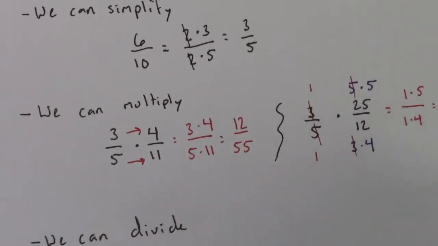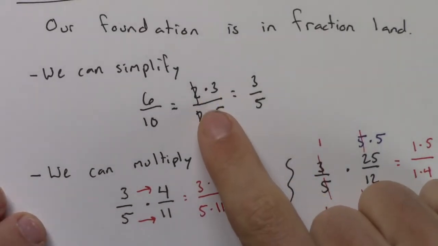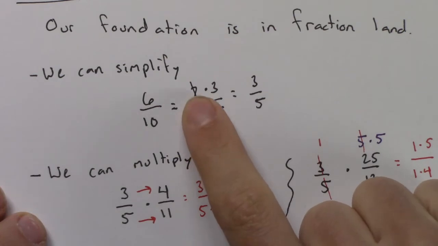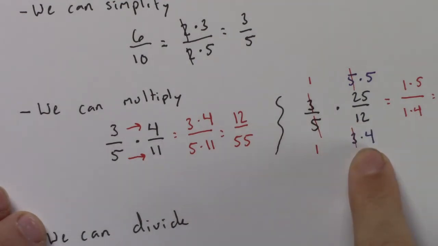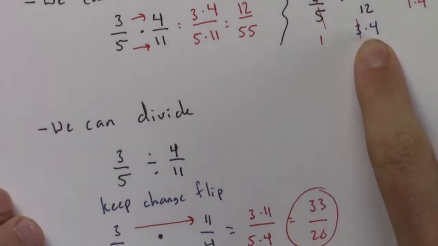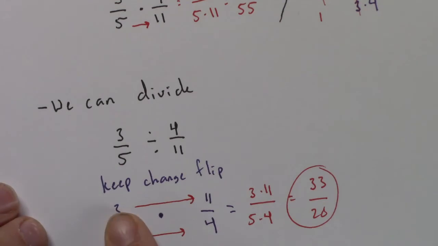We know we can simplify. We can find parts that multiply together and are the same on top and bottom. We see that we can multiply. We go straight across. If we want to cancel in the process, we can. And we see that we can divide. All we have to do is keep the pattern of keep, change, flip.